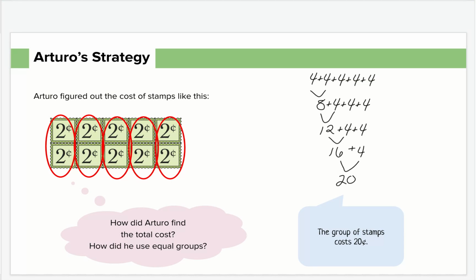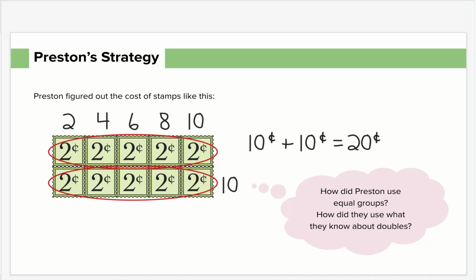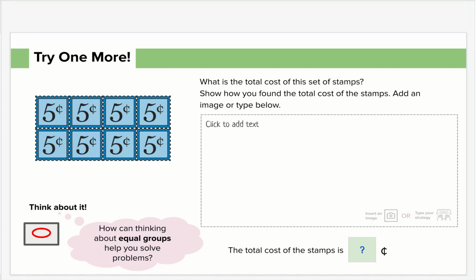So here is a strategy that Arturo used to figure this out. But first, you should try to do it on your own. Don't look at the next one. I'm going to skip by. And here, there's some answers for you. Try one more. So what is the cost of this set of stamps? So figure out how much the whole thing costs.